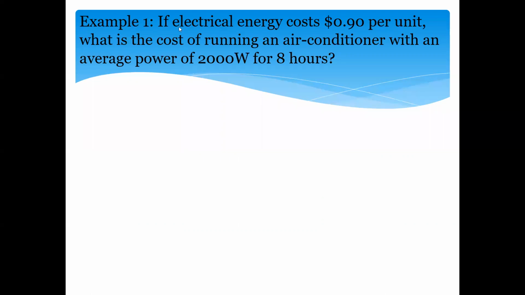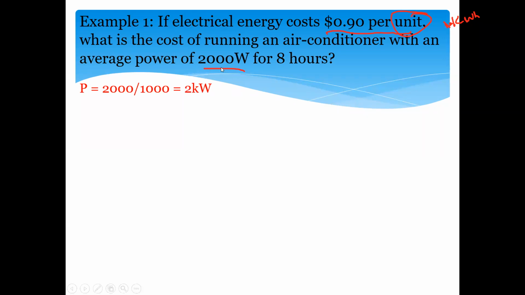Example: if we have electrical energy costing about $0.9 per unit, each unit. And what is the meaning of 1 unit? 1 unit means 1 kilowatt hour. What is the cost of running an air conditioner when the average power is 2000 watts for 8 hours? So first we'll find how many kilowatt hours of energy are consumed by the air conditioner if it is working for 8 hours.